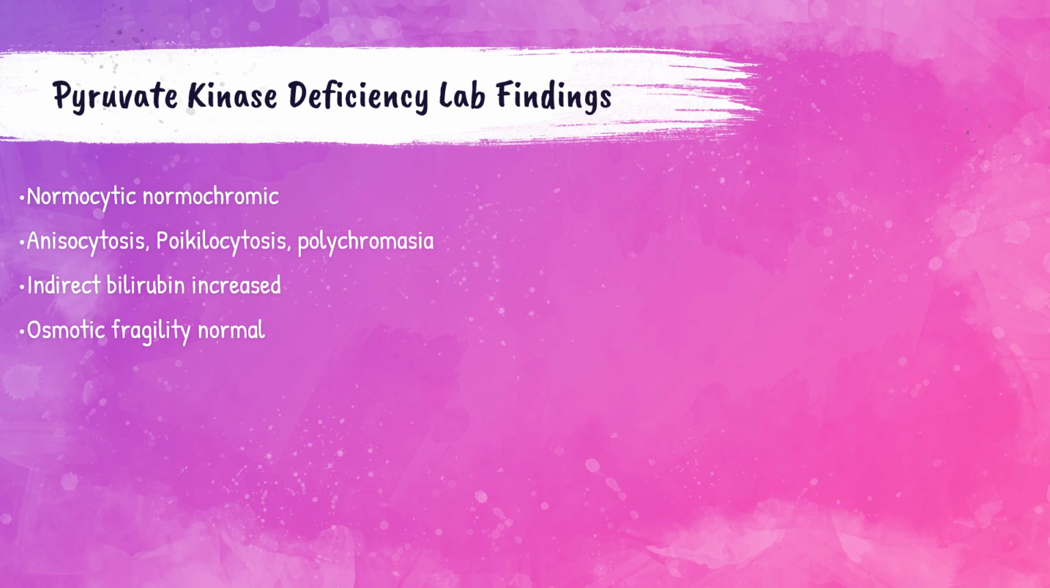The osmotic fragility test is a test where the patient's blood cells are put into a hypotonic solution, and weakened red blood cells are more likely to break in this solution, and this test can help determine if a patient has a red blood cell disorder. So patients with PK deficiency have a negative osmotic fragility test.